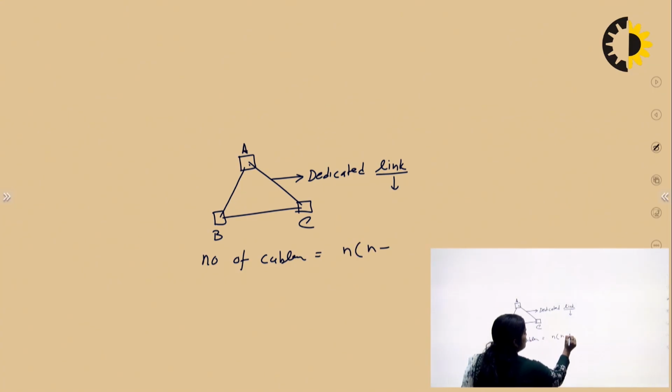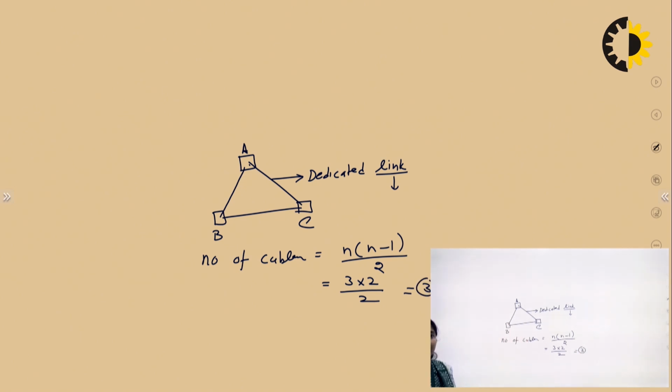That is n into n minus 1 by 2. So you can say 3 into 2 upon 2. So I require 3 cables to add a different node in this. It means if I want to add one node to this particular system, I need 3 cables.